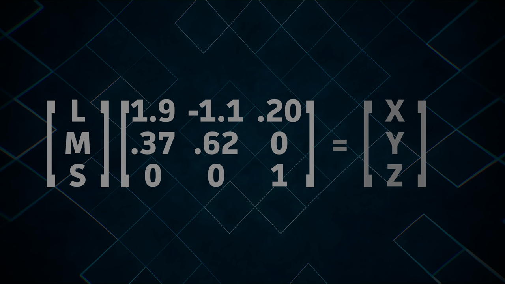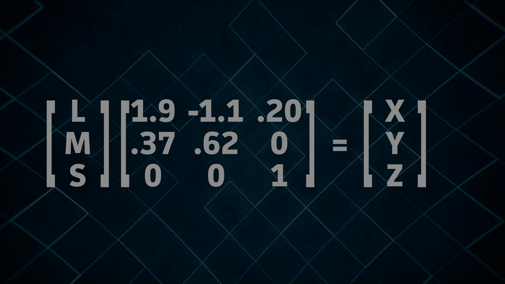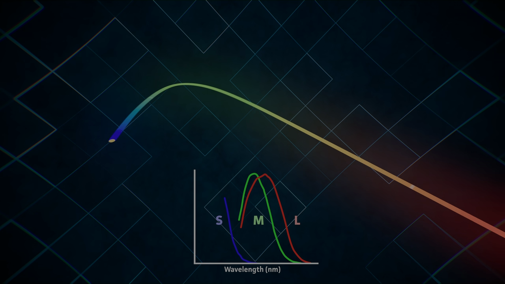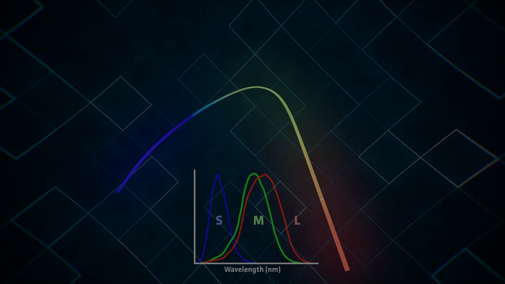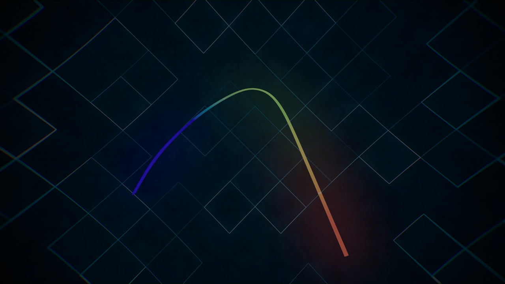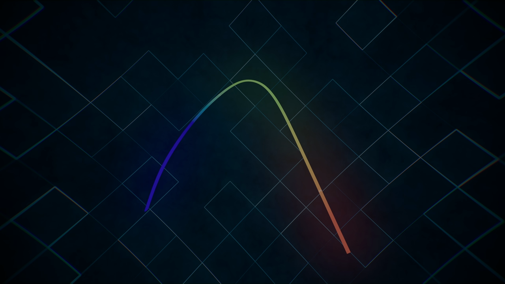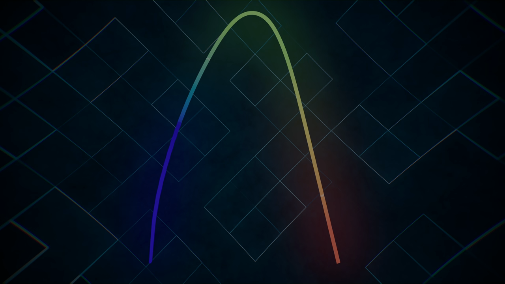To make the math easier, let's convert these L, M, and S values into a more friendly coordinate system like X, Y, and Z. This allows us to map every frequency of light to a point in 3D space, which looks like this. But of course, in the real world, light almost never exists as pure frequencies. It's always some combination of them. But we can fill out this graph to map every possible color like so.